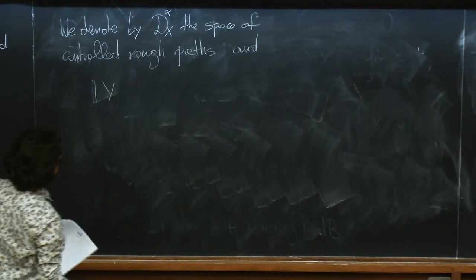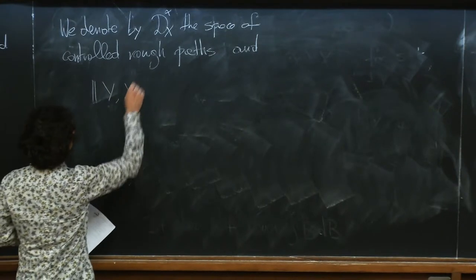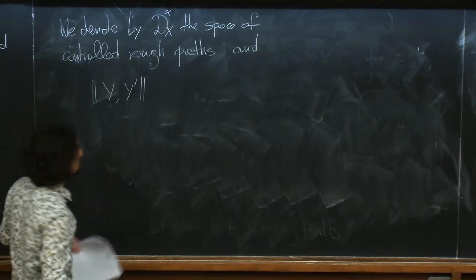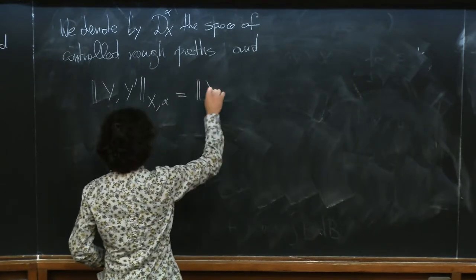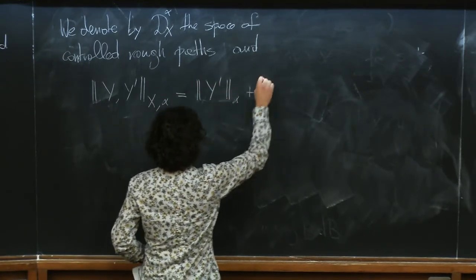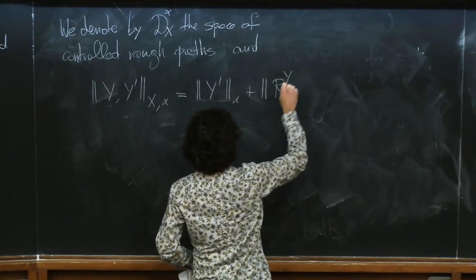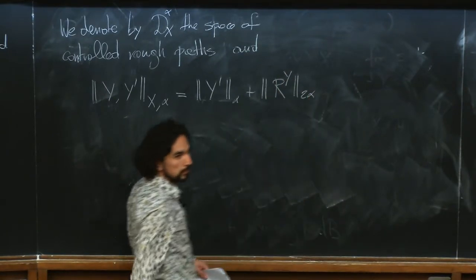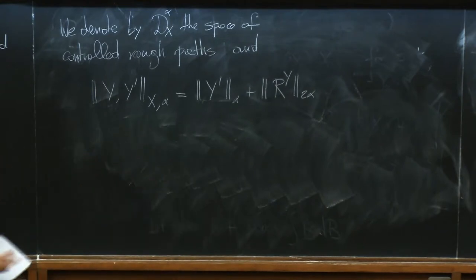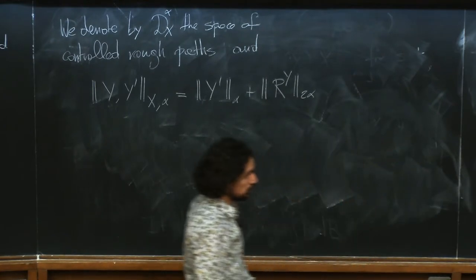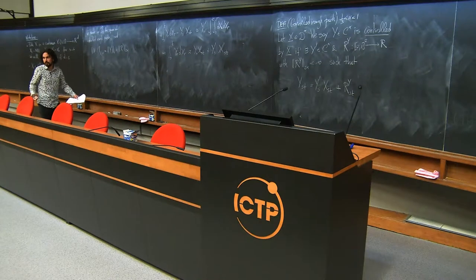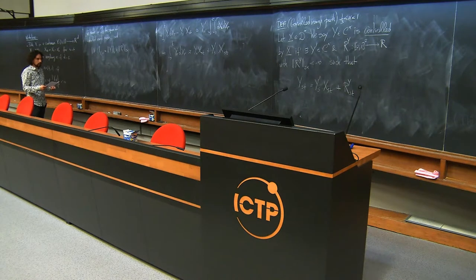So technically, a controlled rough path is not just a path. There is more information there, say, the y prime. We define the norm to be the norm of y prime plus the norm of the remainder. And you have some choice here. There are three objects which are not x in this equality. They are not independent. So you have to pick two of them to quantify the size of the others.